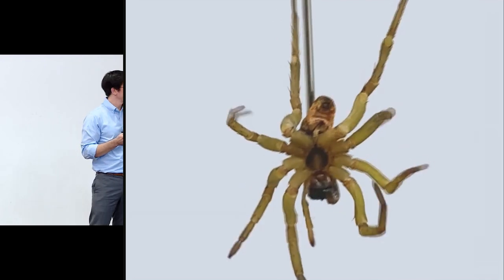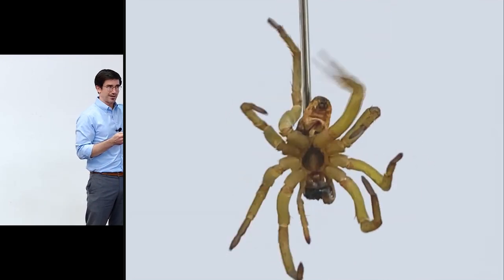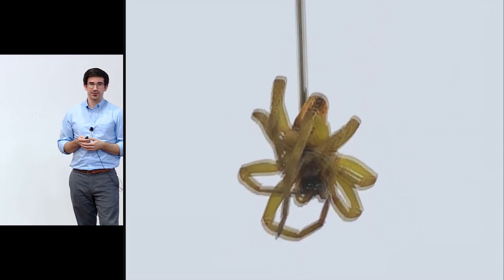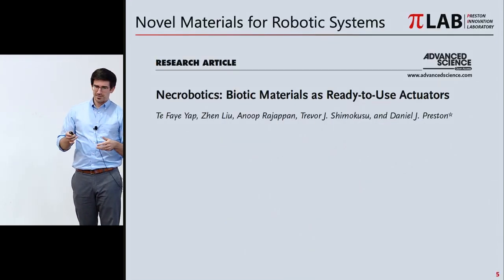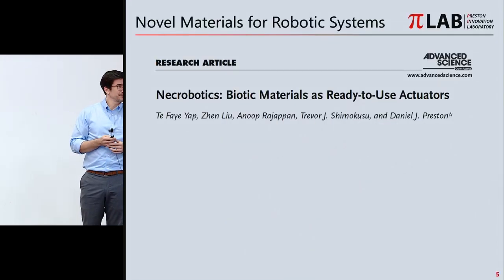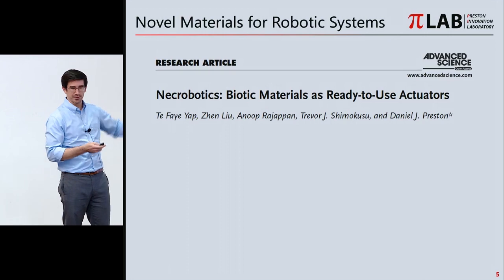It's a dead spider, but it's clearly moving, and I'm going to discuss what's going on here in the next few slides. We've come up with this approach that we're calling necrobotics. So we're using a biotic material, a material that was once alive but is now dead. That's our source material for this robotic gripper.